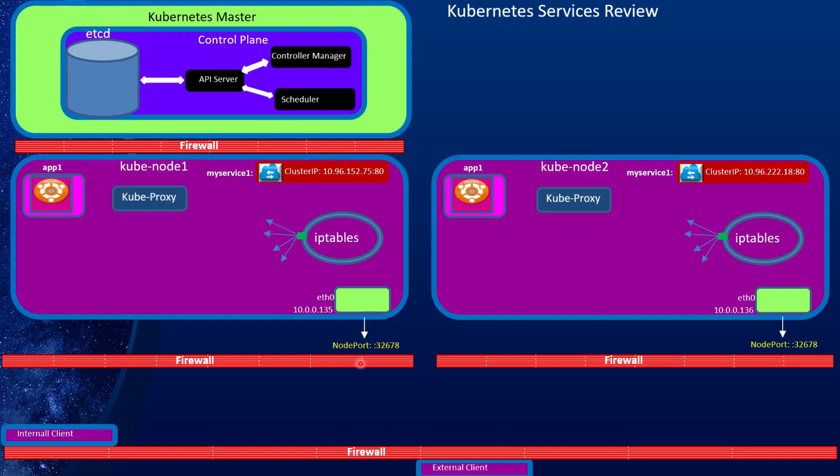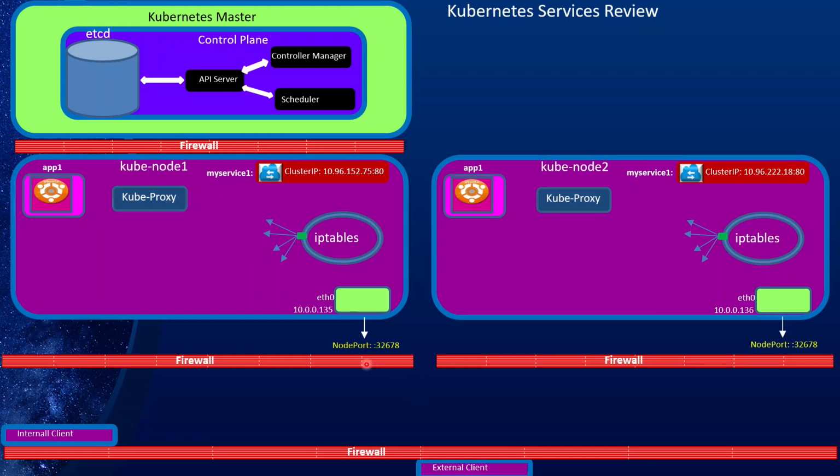However, in this case, we also need to open firewall rules that will allow traffic into our environment. So the client will then need to call the IP address of each one of the servers, and then use that port in order to get inside our cluster, and then go through the iptables and get served.